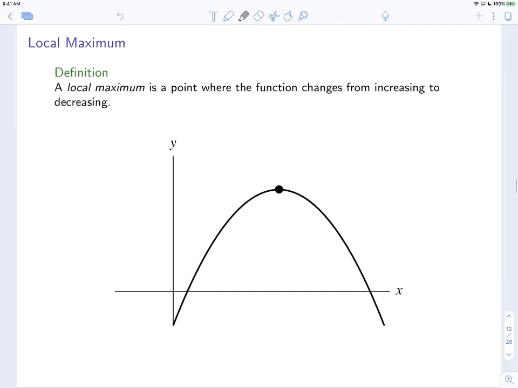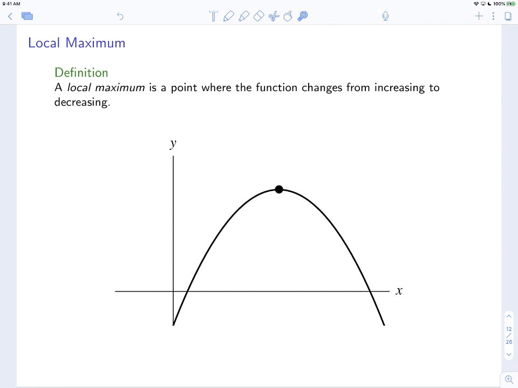This leads us to an important notion, which is called a local maximum. A local maximum is a point where a function changes from increasing to decreasing. So here's a graph of some function. It kind of looks like a parabola, but who knows what it's doing outside of this image. It might turn around and go up on either side. It might not. We don't really know. This is just a portion of the graph.